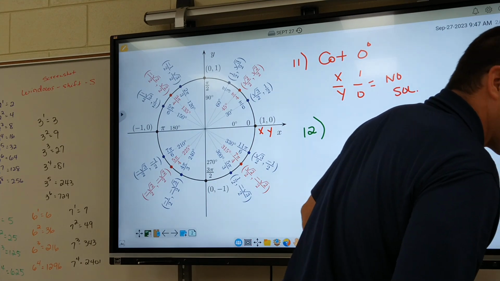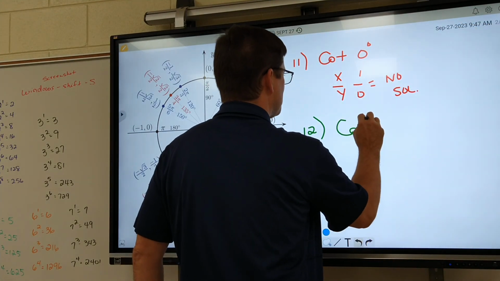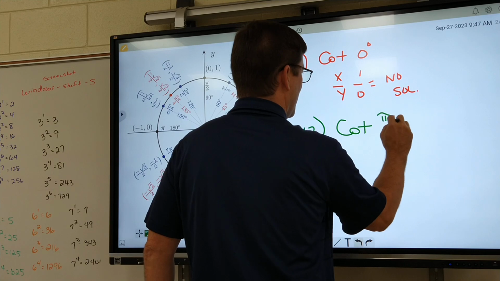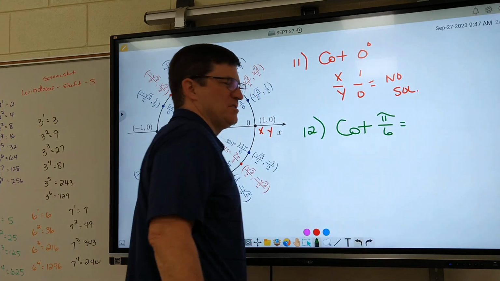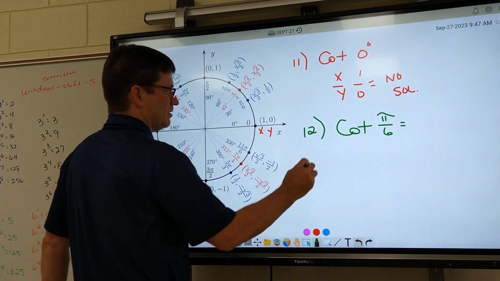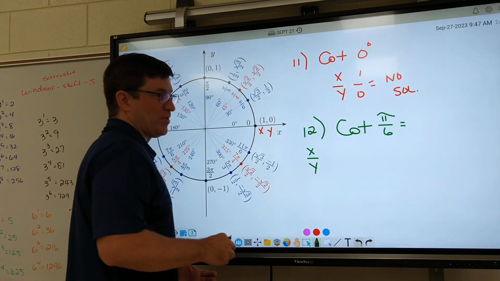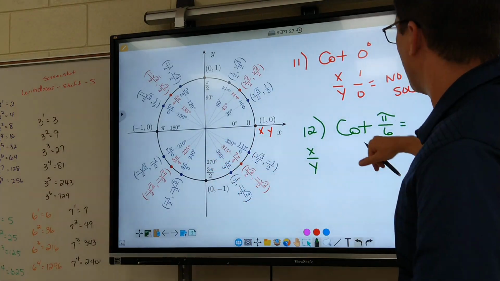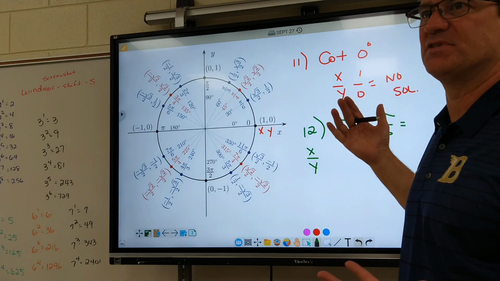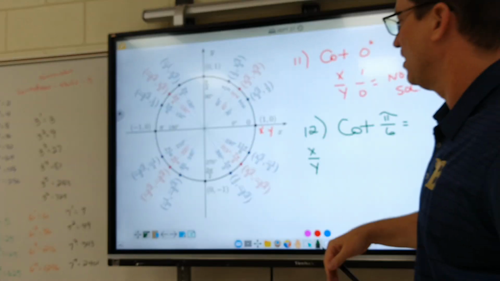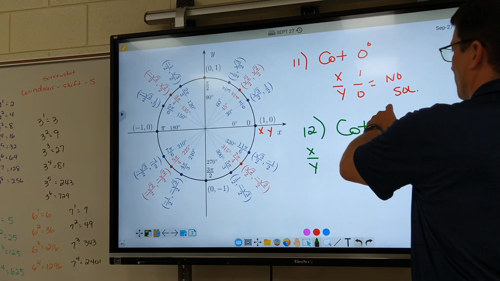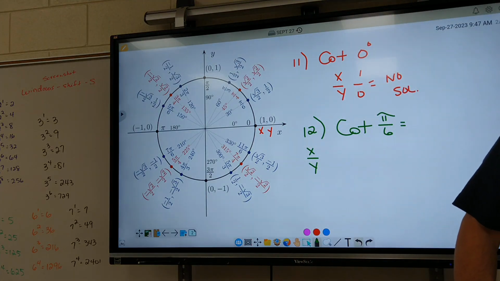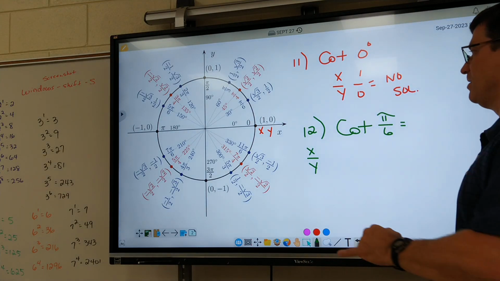All right, 12, we got cotangent of pi over 6. All right, Lainey, what's that formula again for cotangent? That would be x over y. X over y. All right, so remember, guys, you're going to have to show me the keep change flip step. Now, some, like number 11, there's not a keep change flip step. If you just want to show me the answer on that, I'm good. But this one, you got to show it to me. So, pi over 6, make sure that's the right problem, is right here.